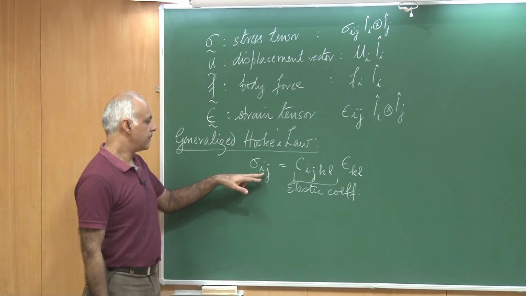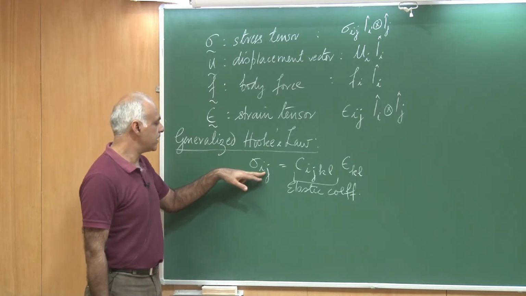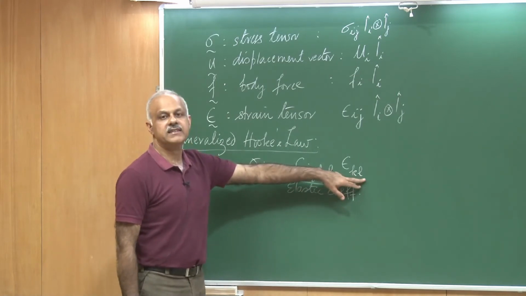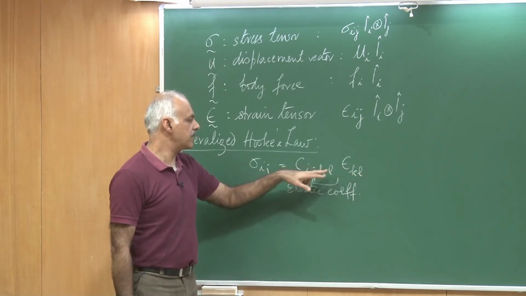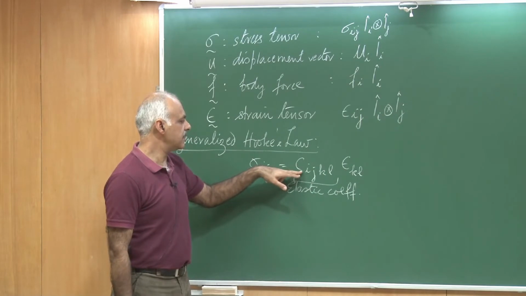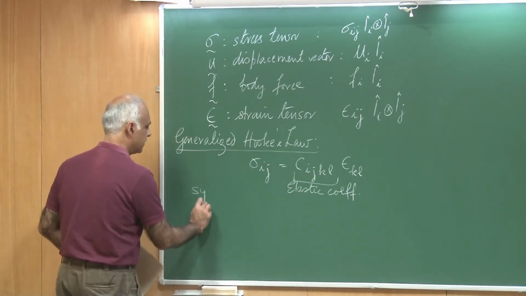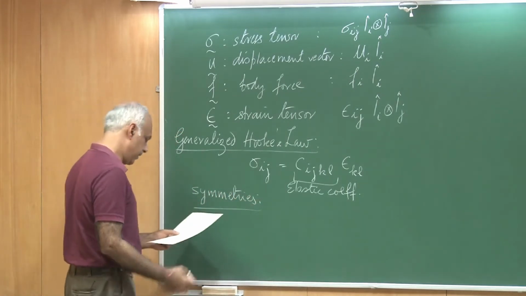Please note that i and j, if it is in 3 dimensions, i can go from 1 to 3, j can go from 1 to 3. But on the right hand side, k and l are repeated indices. Of course, E_kl also has 9 components, but then we are talking about C, this is a 4th order tensor, and you can see this has about 81 components. But there are some symmetries that we had talked about in the last session. So, let me just remind you.